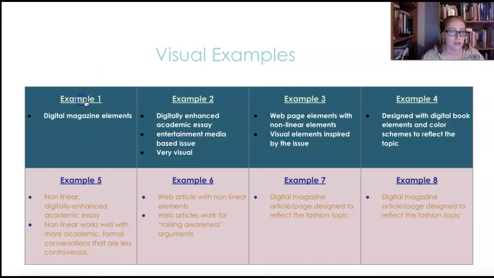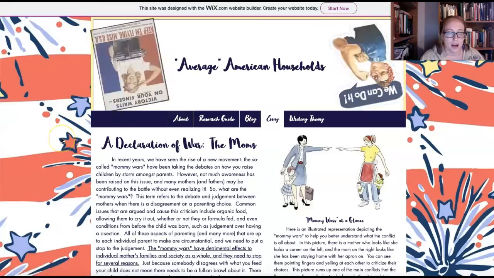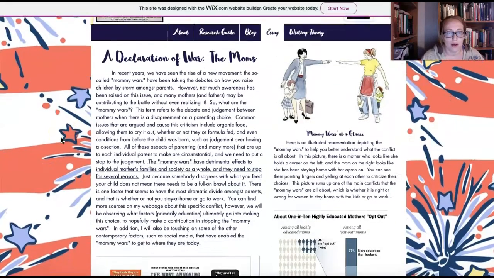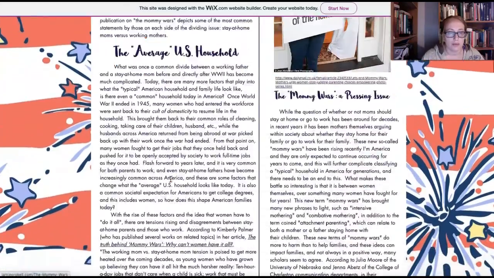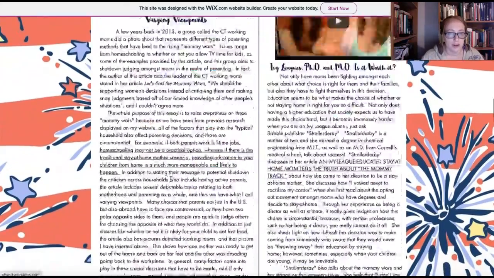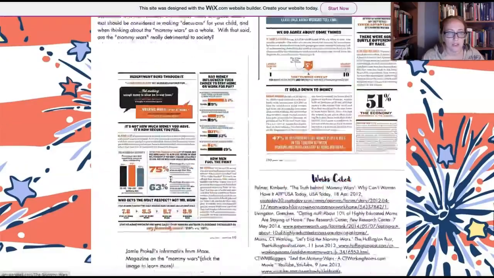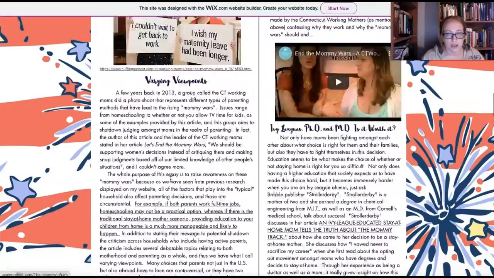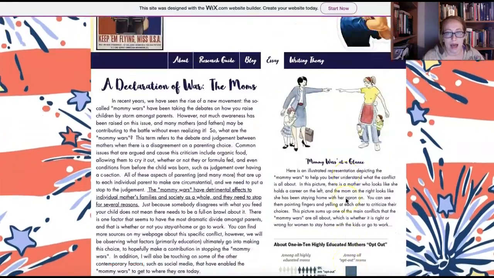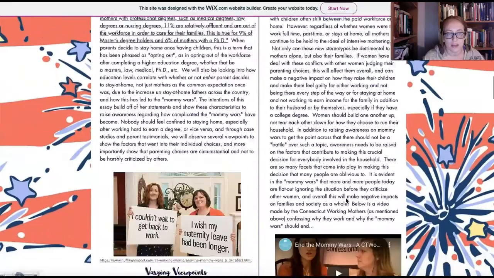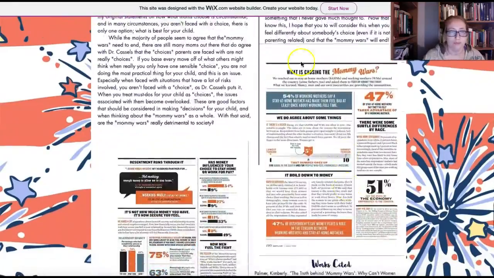So this first example shows some digital design elements. She wanted it to look a little bit more like a magazine article, so it goes straight down in the columns. It's a very clear, unified tone. It's visual, but it's also very professional as well. So she did a good balance, bringing everything together and making everything very unified and clear.